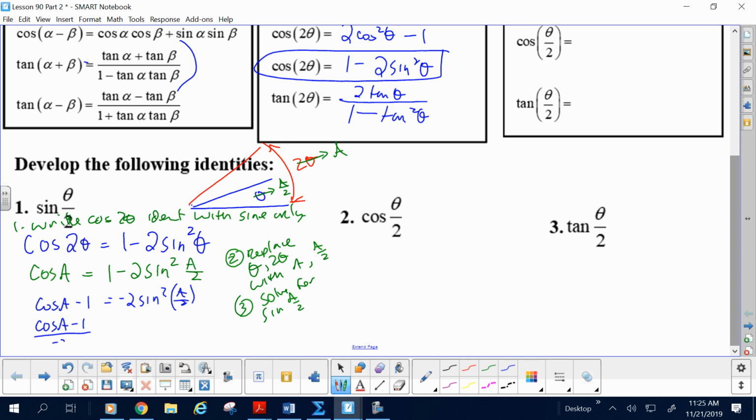Cosine of a minus 1 over negative 2 equals sine squared of a over 2. We're so close. How do you get it now? No, we're not solving for a. We're solving for sine of a over 2. The sine stays. What do I want to do? The square root.